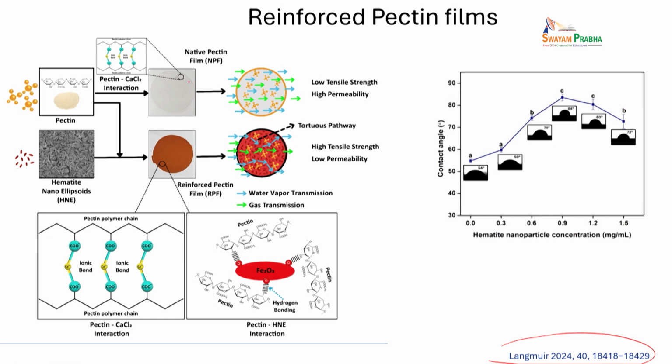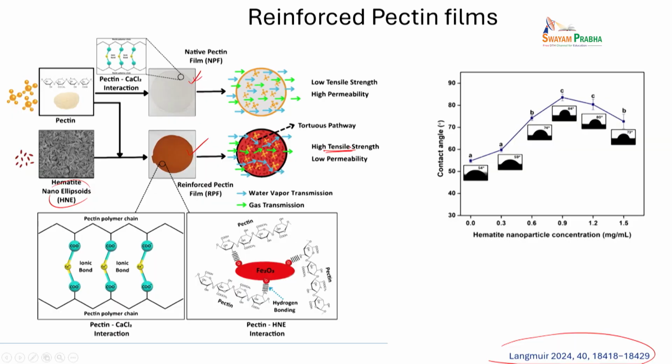You can see this is the native film, which is transparent, and if you load it with these nano ellipsoids, you can see the rusty color, because hematite has a rusty color. Compared to the native pectin, which is cross-linked with calcium, here we have put in these hematite nanoparticles to integrate nicely with the polymer. With that, we could increase the tensile strength of the native pectin, and we can also decrease the water permeability that matters for packaging application.